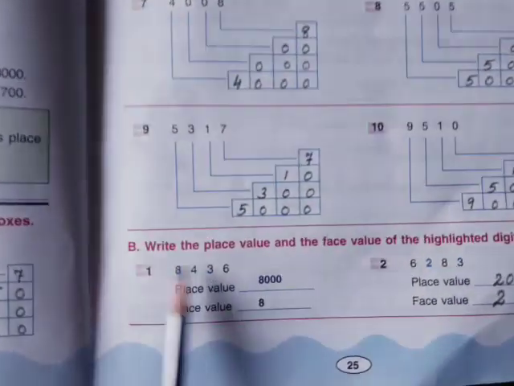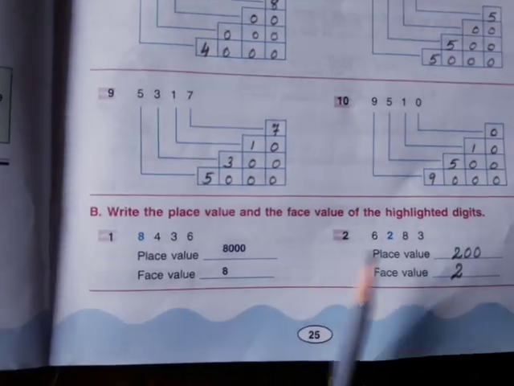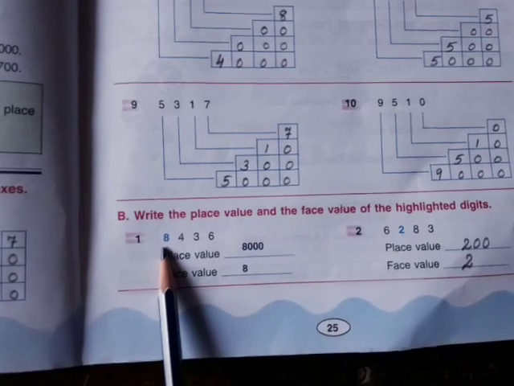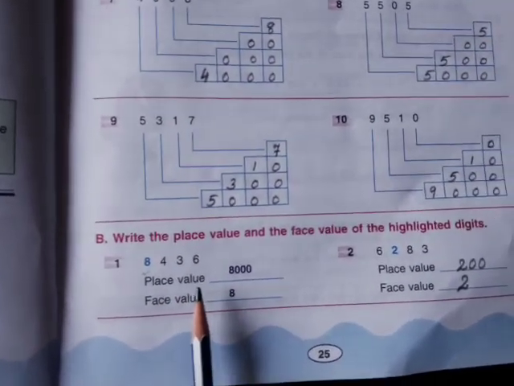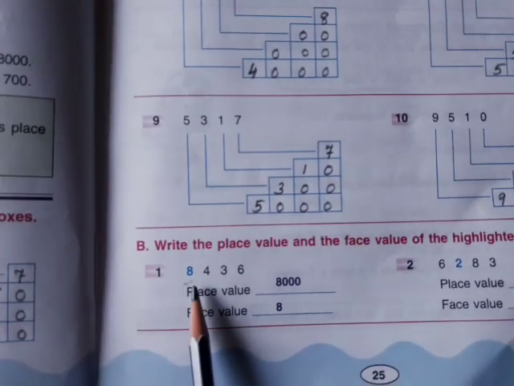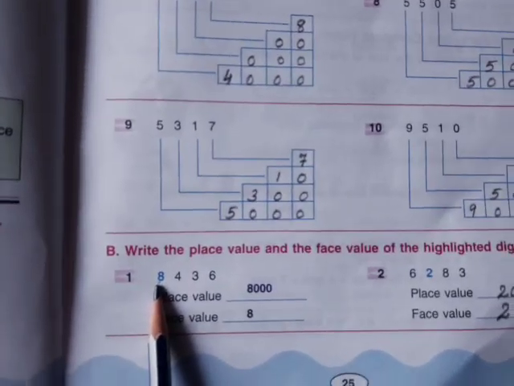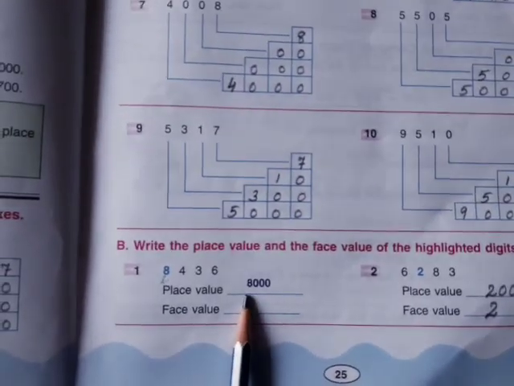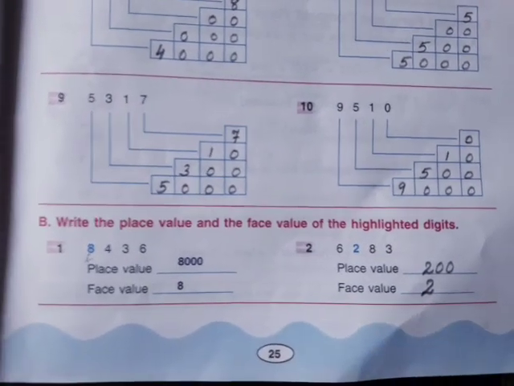In question B, write the place value and face value of the highlighted digit. Here one number, the number 8 in thousands place is highlighted. Place value means we have already studied, that is the product of face value and the place at which place. The number 8 is at the place 1000, so face value is 8. 8 into 1000, you are getting 8000. Here I have given all the answers.